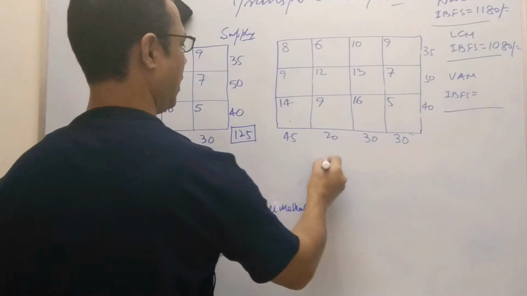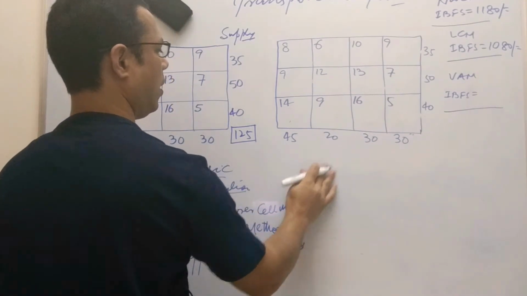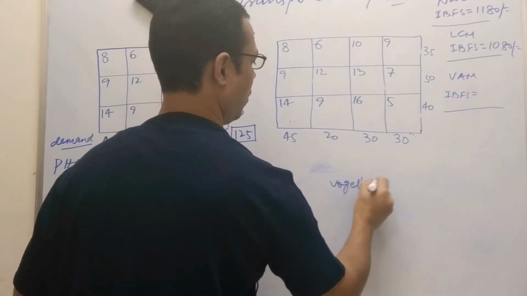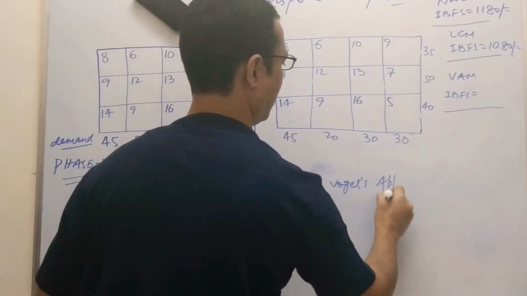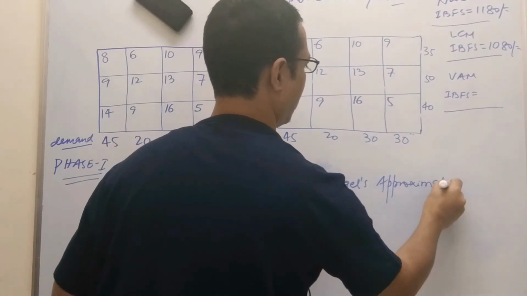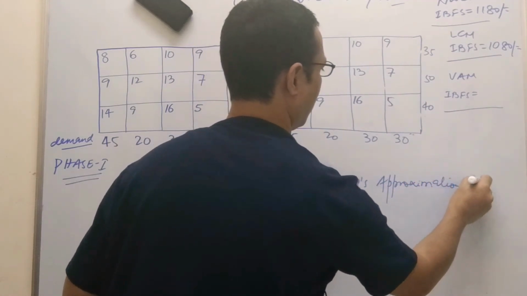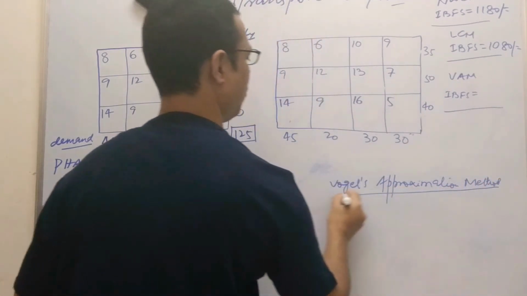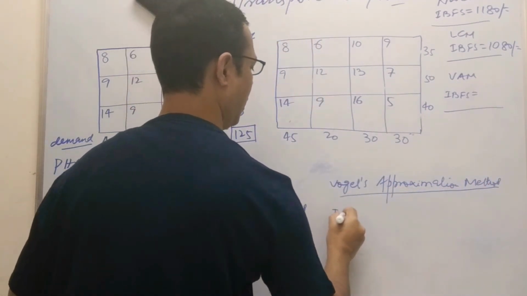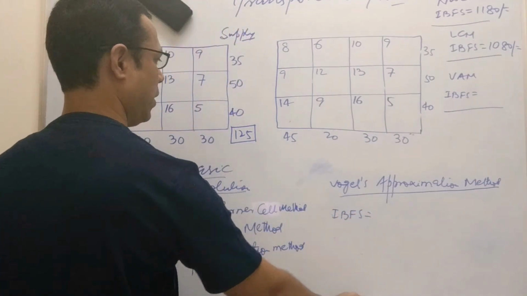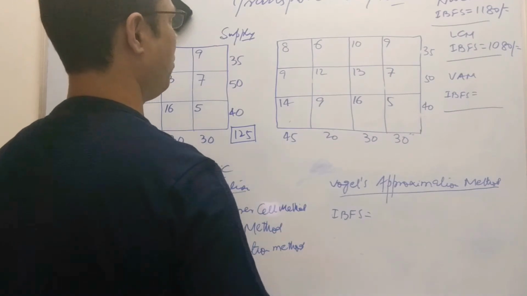So Vogel's approximation method to get the initial basic feasible solution. So now going to apply Vogel's approximation. It is a very simple method.